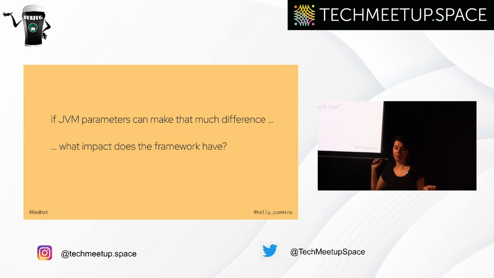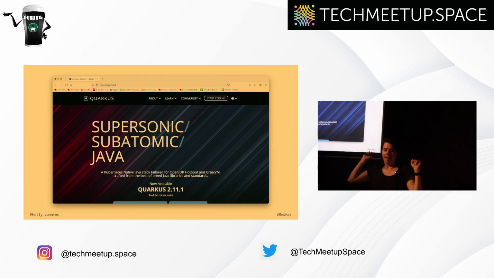So then the next question is, if JVMs have a pretty standardized set of things that they do, and even the JVM tuning parameters can make 100% difference, how much difference does the framework make? And this is where Quarkus comes in. As we mentioned in the introduction, I work on the Quarkus team, so this is of course something I'm interested in. We describe Quarkus as supersonic subatomic Java. What we mean by that is it's really small and it's really fast.